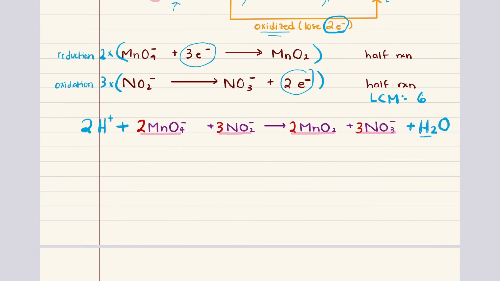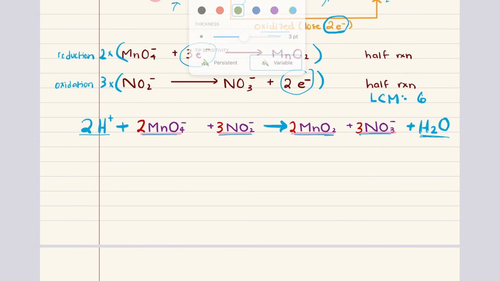The final balanced equation in acidic solution is 2 permanganate plus 3 nitrite plus 2 hydrogen ions yields 2 manganese dioxide plus 3 nitrate plus 1 water molecule.